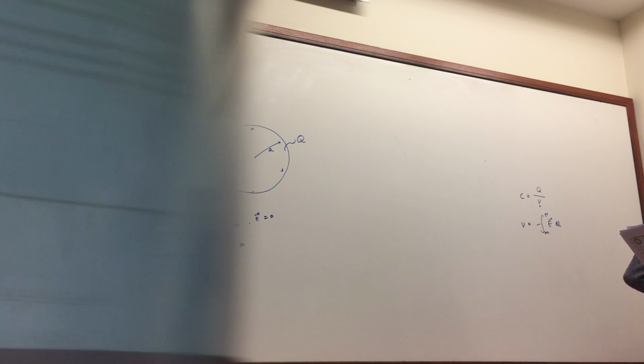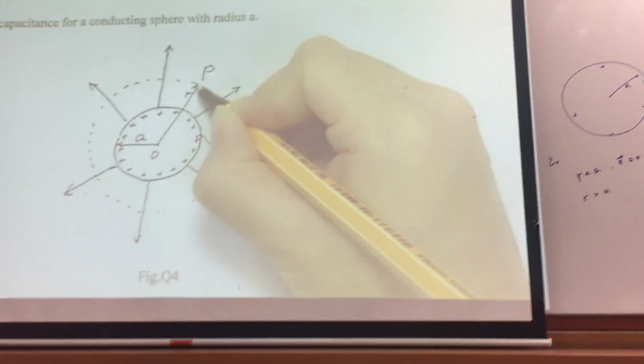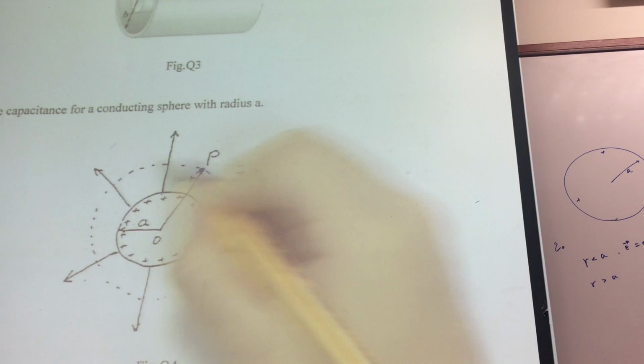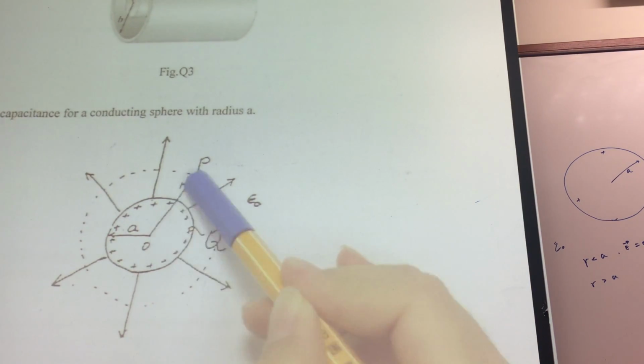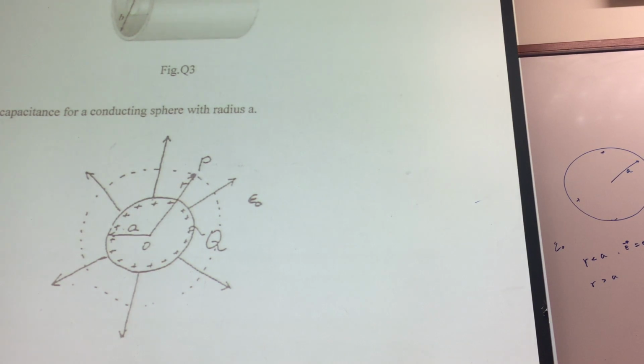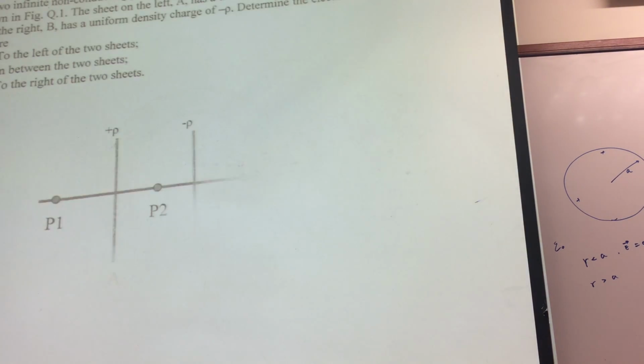So for potential at P. Oh, by the way, the P over here is actually a point. The P over here means a point, that is a point on this Gaussian surface. Okay, and the P point has a radius of R. So let's see.